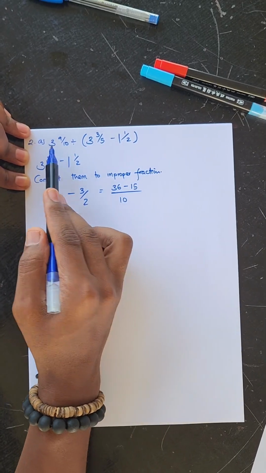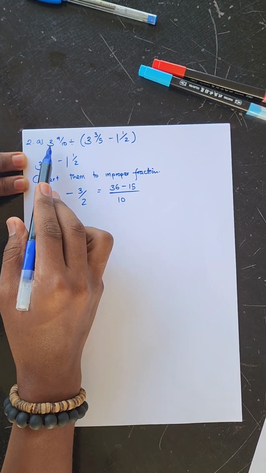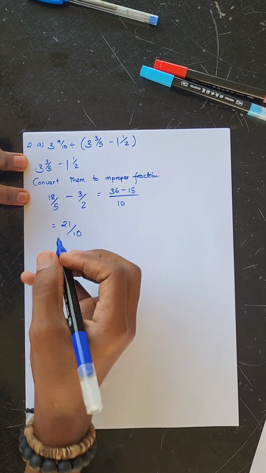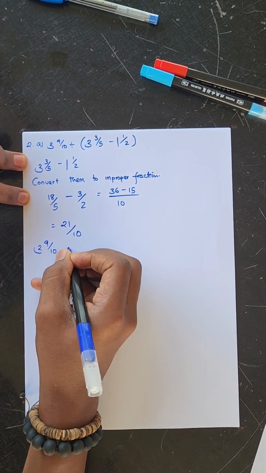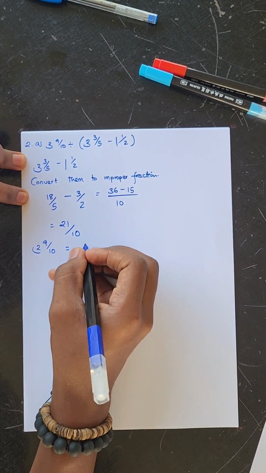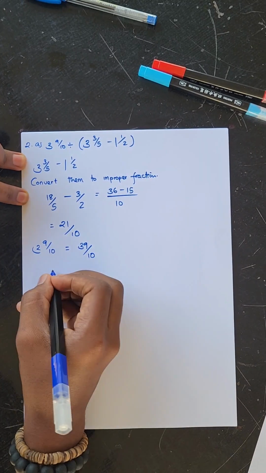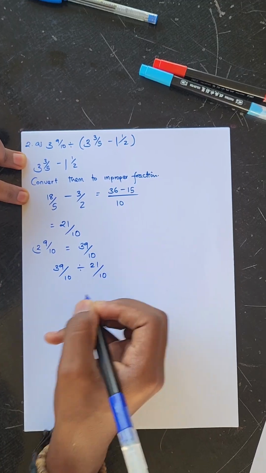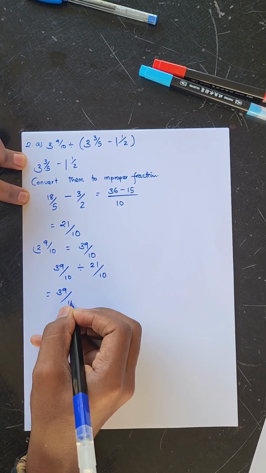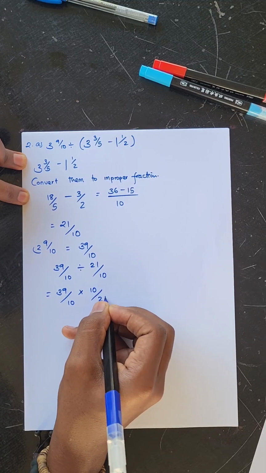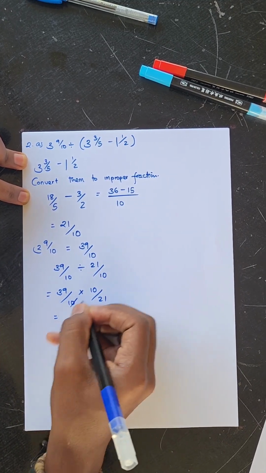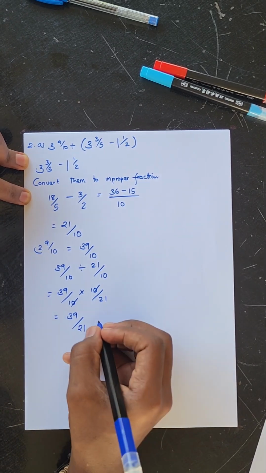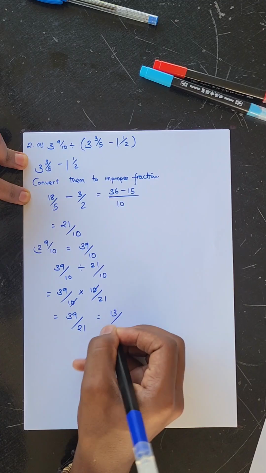Now moving outside the bracket, we need to change this into an improper fraction as well. So 3 9/10 becomes 10 times 3 is 30, plus 9, 39/10. So now we have 39/10 divided by 21/10. This becomes 39/10 times 10/21. As you can imagine, the 10s cancel, we have 39/21. Simplify this by 3, we get 13/7.